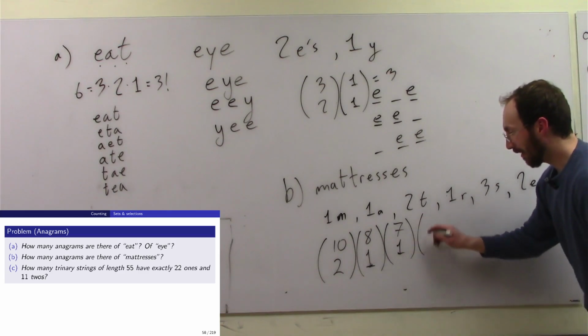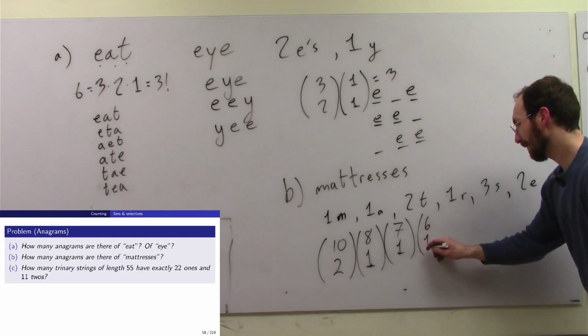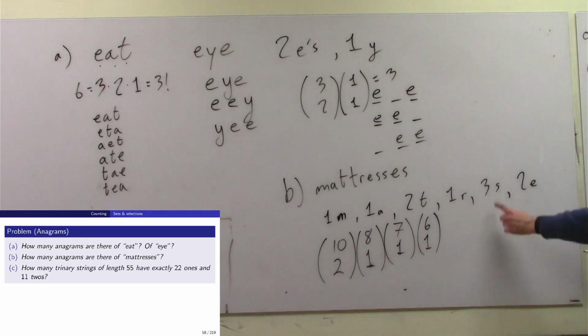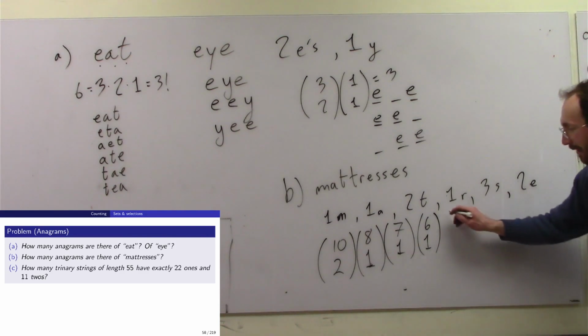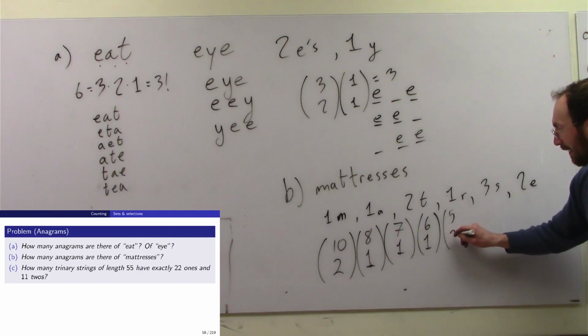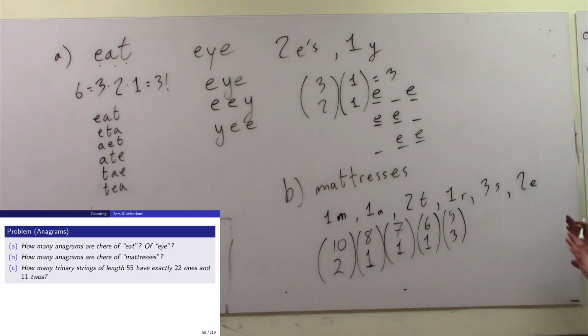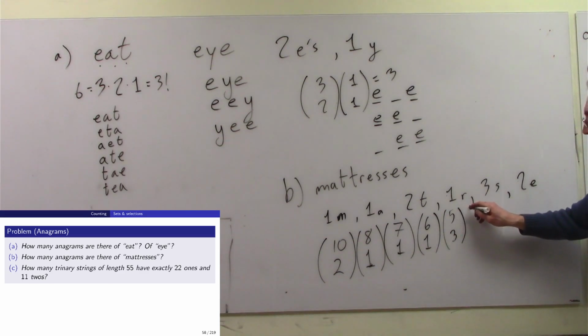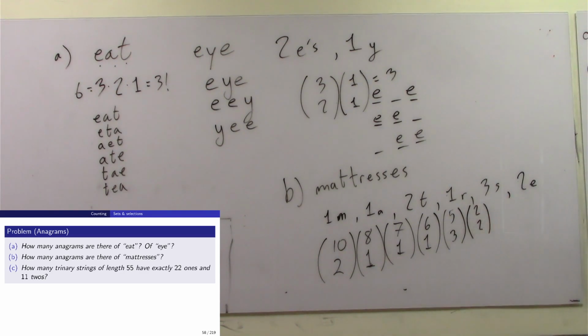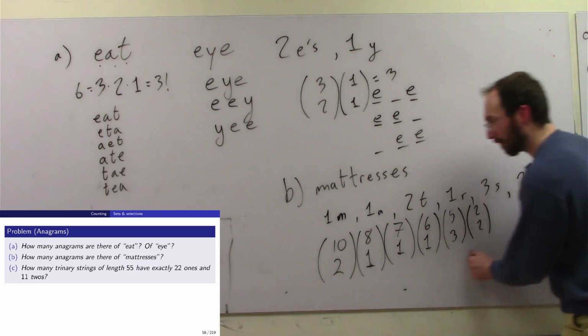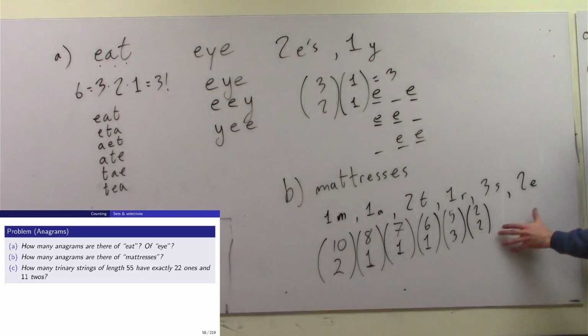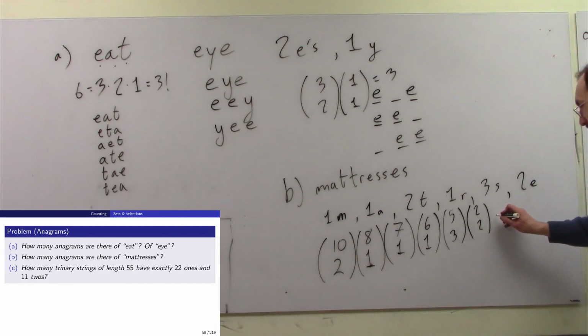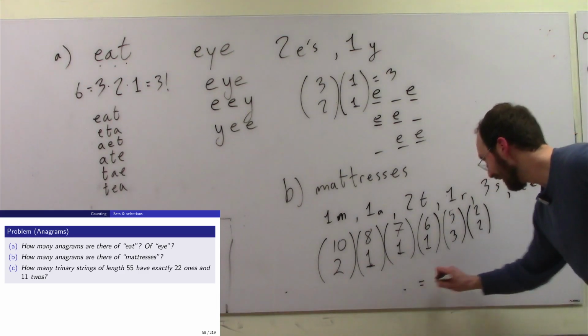Now we're up to the R. There's 6, and I can choose one of them. We have now 5 remaining, and I can choose 3 ways for my S's to go. And last, there's 2 choose 2 ways to finish this word with my 2 E's. And yeah, let's just do it.